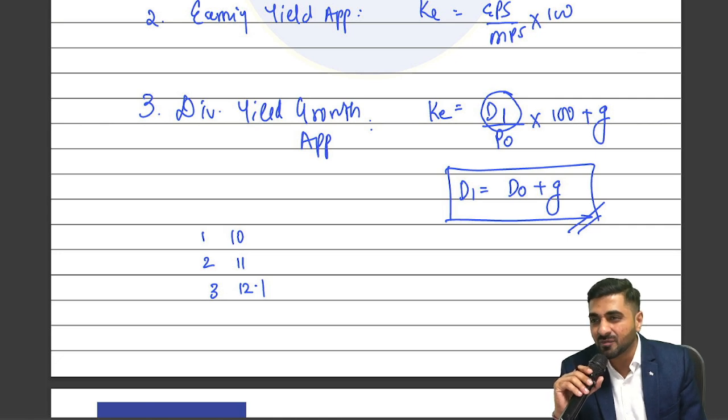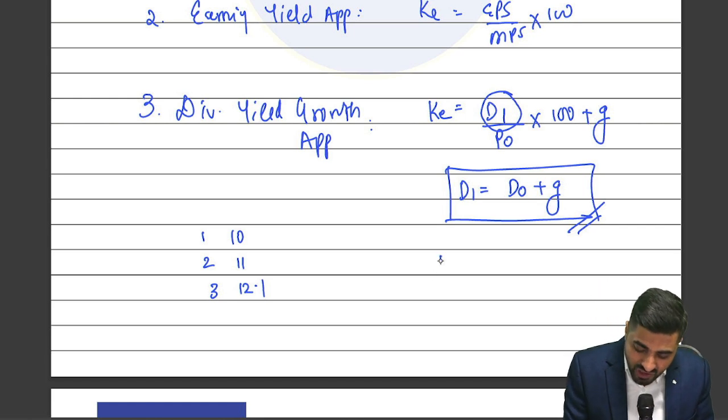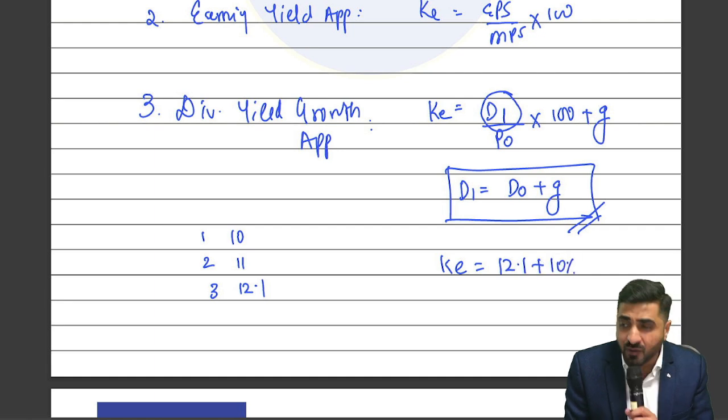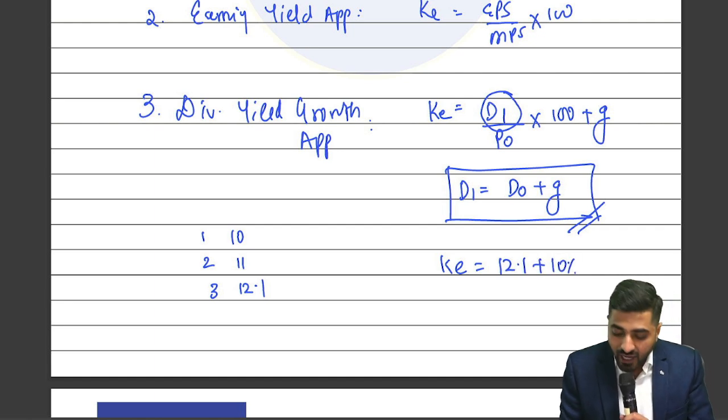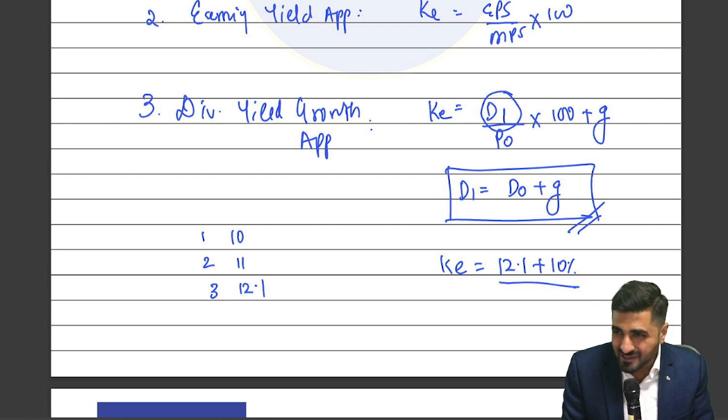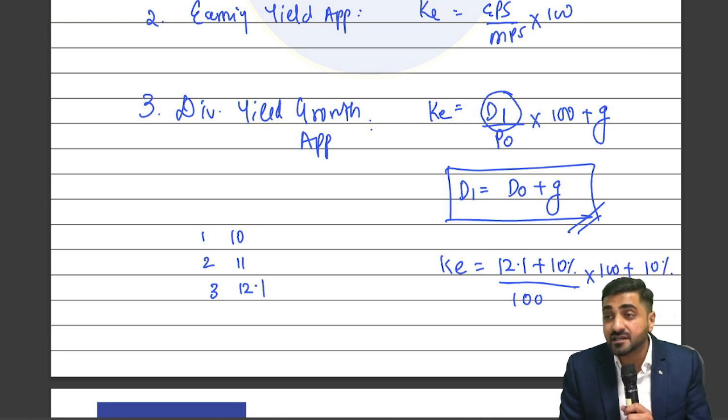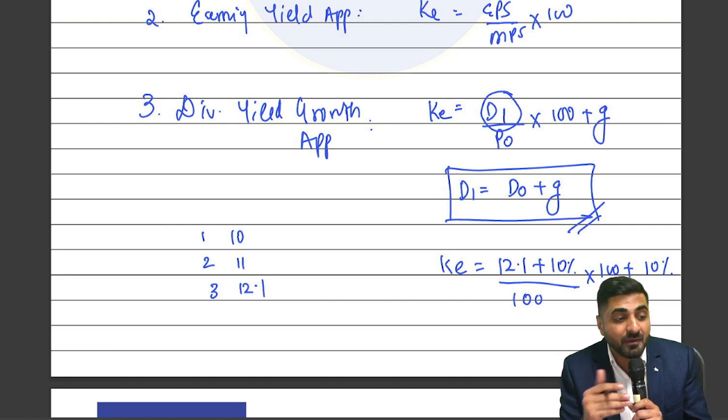Satisfied with less? Or will I get more than 12.1? So can I say in my expectation, I should take KE as 12.1 plus the growth rate of 10%, and this I will divide by the market price. Suppose market price is 100 rupees, into 100 plus the growth rate of 10%. Will this define my company? Yes or no?